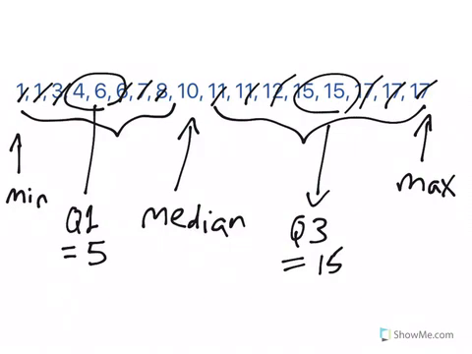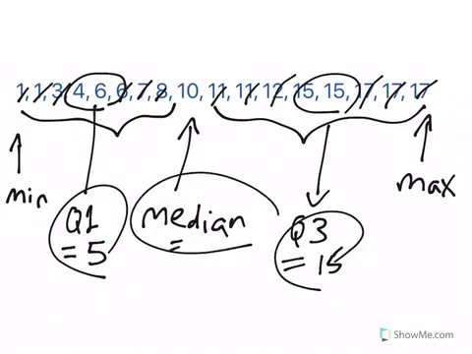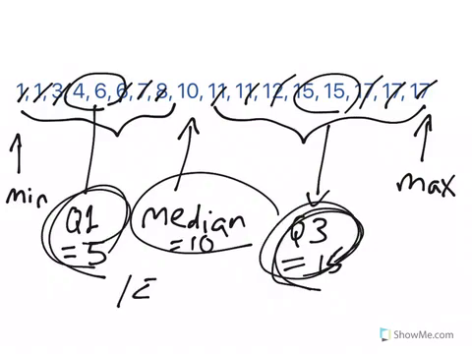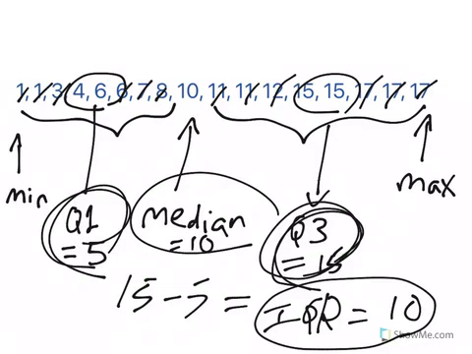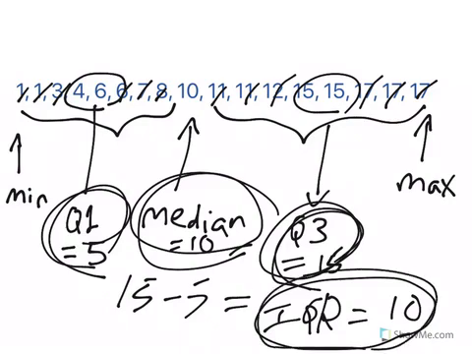So when we look at the minimum, we have quartile 1, which is 5, quartile 3, which is 15. The median is 10, and the maximum is 17. If we take quartile 3 and quartile 1 and subtract, 15 minus 5, we end up with the interquartile range, which equals 10. Now, in this case, it is the same as the median. That doesn't mean that it always will be. So by looking at this, we see that most of our data is going to be between 5 and 15. Our median is 10. Our interquartile range is 10.